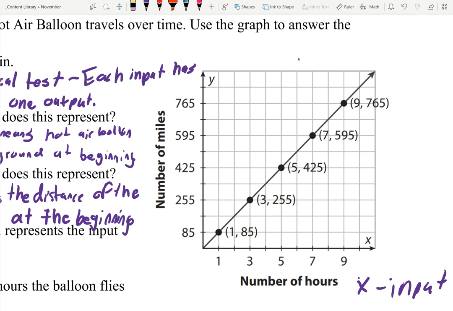So just kind of keep that in mind. This is the distance where it starts from. If it started 425 miles away from its home, then it started 425 miles away from its home. But in this case, it's starting at home. You can kind of say that, right? It's starting at 0 miles away from its home, so it's starting at its home.